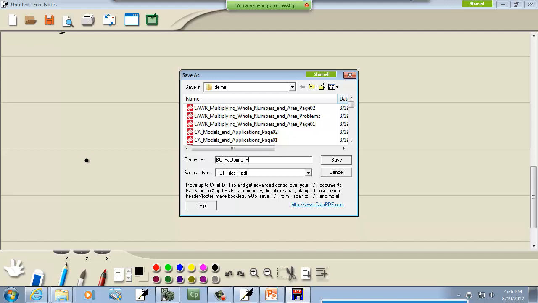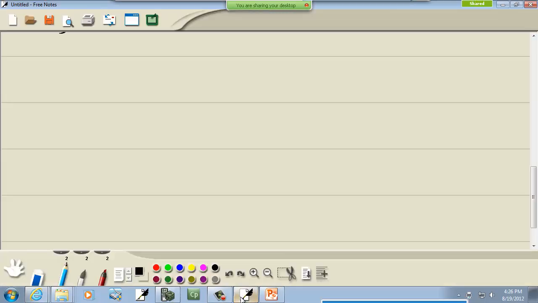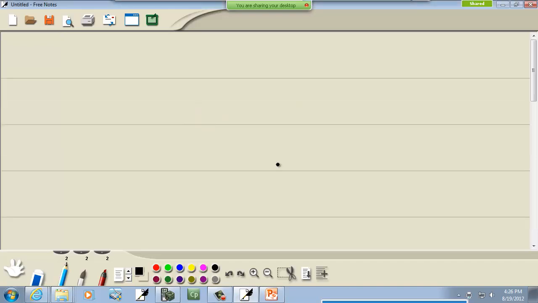So factoring polynomials, page 1. Okay. Let's talk about factoring now.